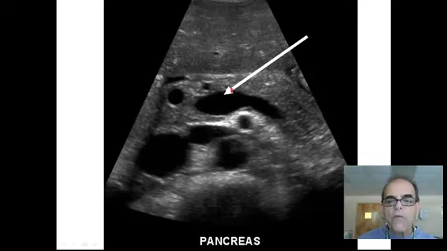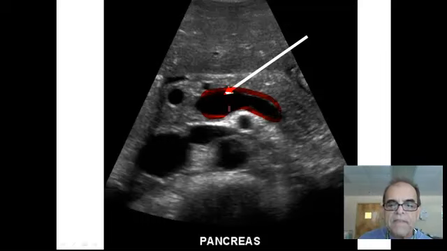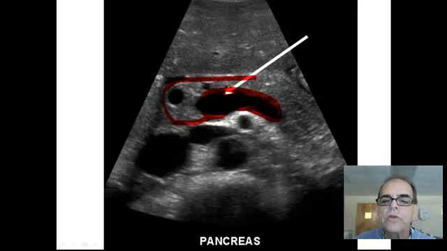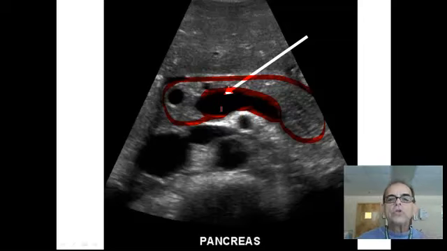This is the confluence, a very important landmark. The confluence is formed by the superior mesenteric vein and this little part that is the splenic vein. But the confluence is very important also because it's the landmark to study the pancreas. If you want to show the pancreas to the doctor, you must show the confluence.